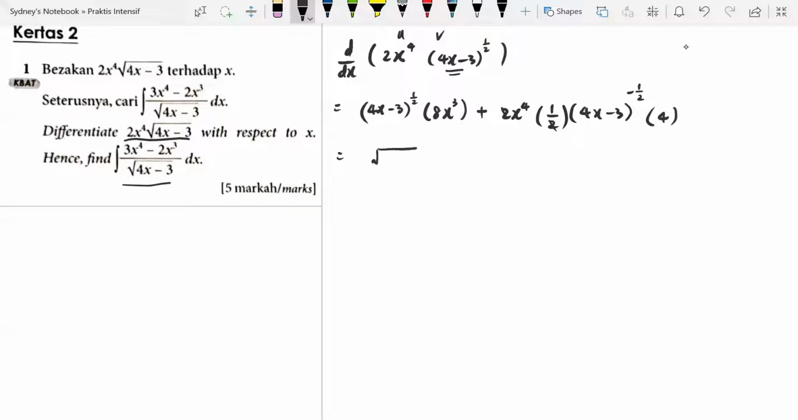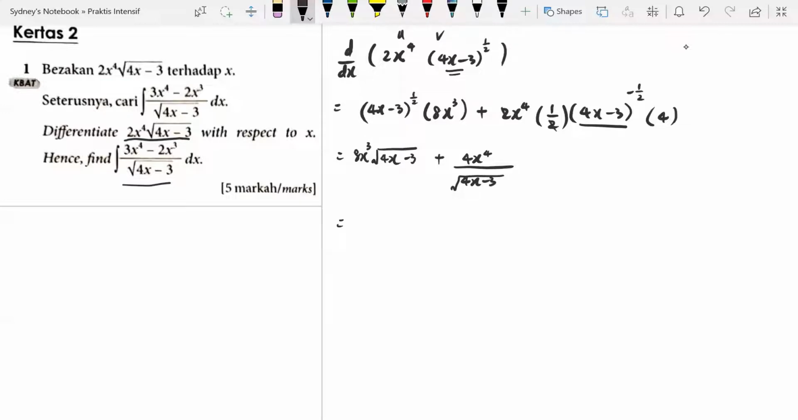So we have 4x minus 3 times the 8x cubed. And over here, we plus 4x to the power of 4. And 4x minus 3 raised to the power negative half, we can actually write in a positive index. So that would be 4x minus 3 raised to the power half, which is the square root here.